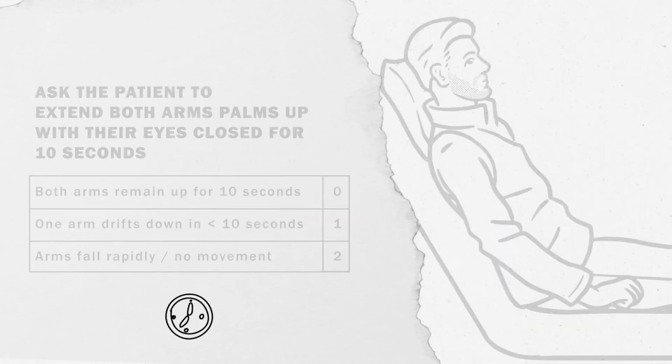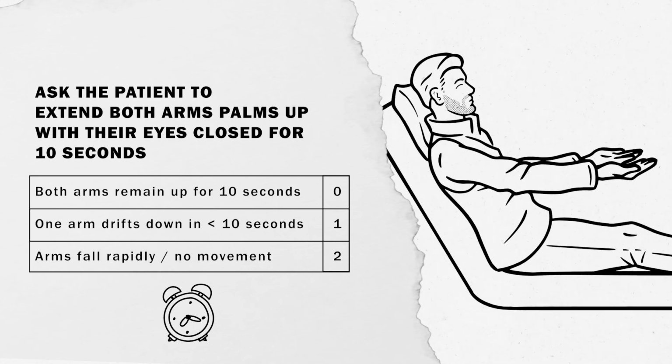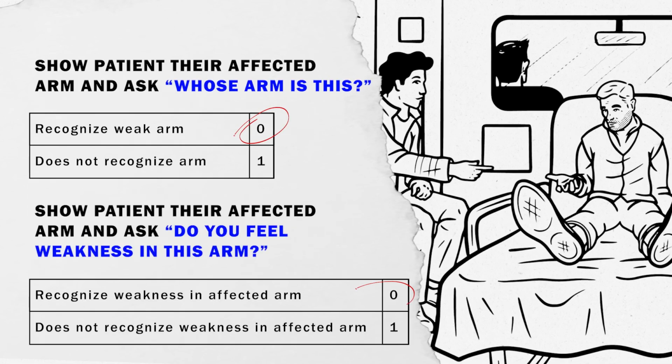They then ask Peter to hold both arms up with palms out in front of him, and close his eyes while counting to 10. Peter's right arm immediately falls, and he begins to complain that both his right arm and leg feel weak, giving him 1 point for arm weakness, but 0 points for denial or neglect.